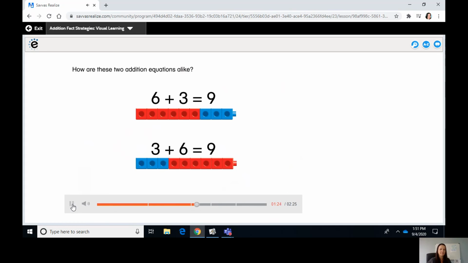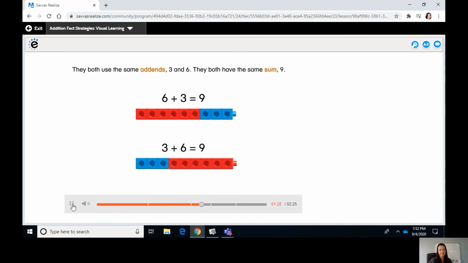How are these two addition equations alike? They both use the same addends, 3 and 6. They both have the same sum, 9. Now remember, the addends are the numbers around the plus sign. That's why we call them addends. 6 and 3 are addends. Our sum is 9. The other addends down here, 3 and 6, we just flop them and get the same sum, 9.